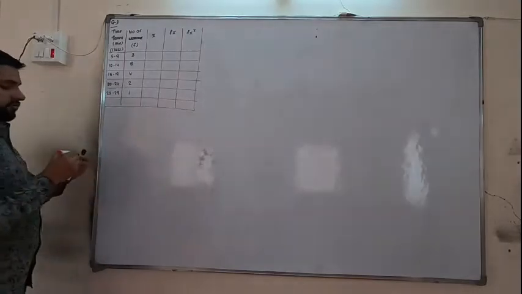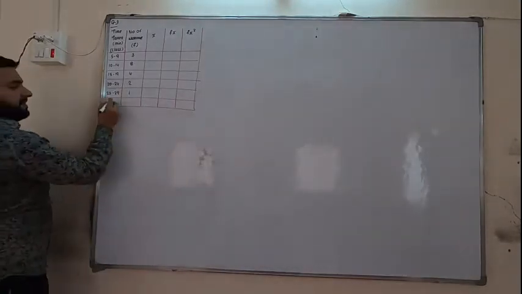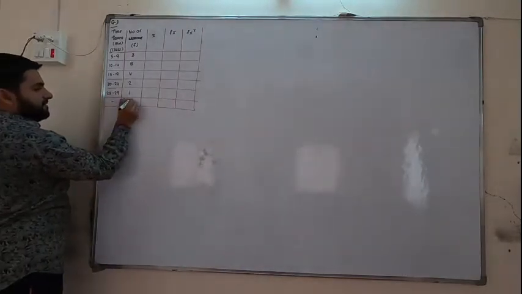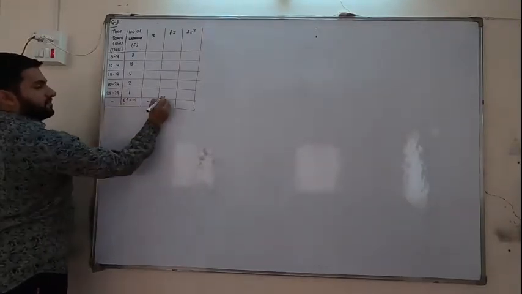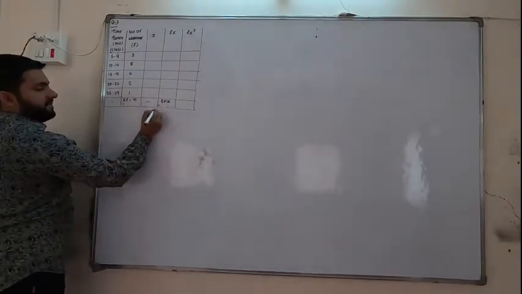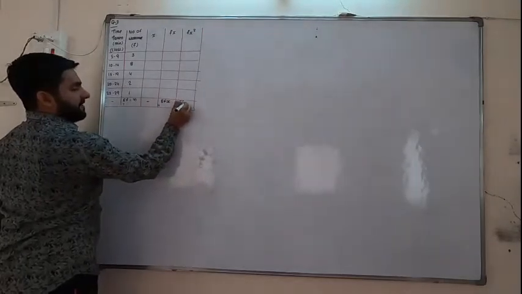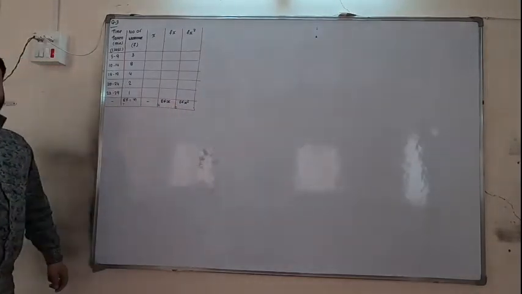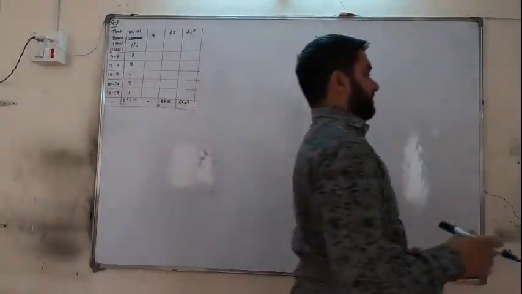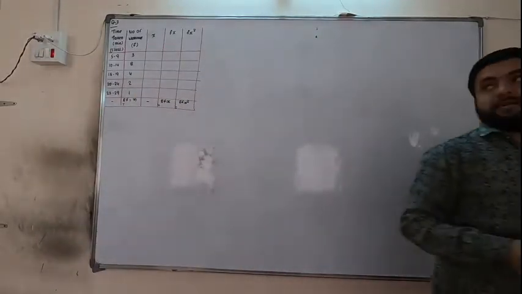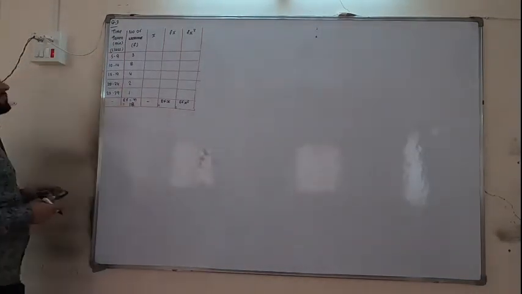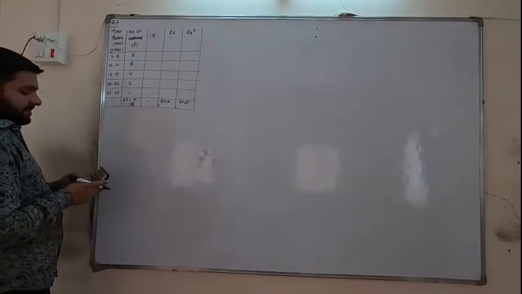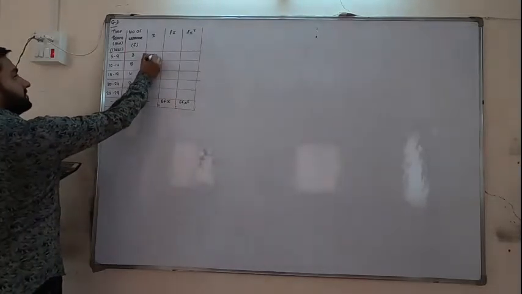Now think about the totals. Which columns require totals? Class does not require. Sigma f, frequency, is required because that is n. Again, total of x is not required. Sigma fx is required for mean, and sigma fx square is required for standard deviation. Now 3, 8, 4, 2, 1. Total is 18.